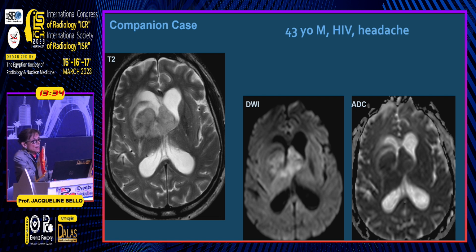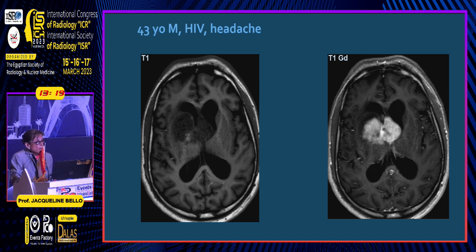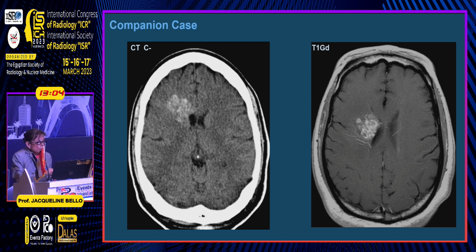In a companion case, we said hypercellularity can be low signal on T2 imaging. We have restriction of diffusion by DWI and the ADC maps. When we give contrast, we have a deep enhancing lesion, and this in a 43-year-old male with HIV and headache is, of course, lymphoma. A companion case demonstrates density on CT, contrast enhancement.